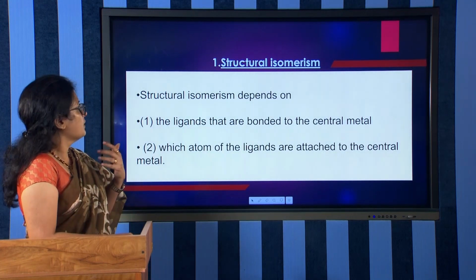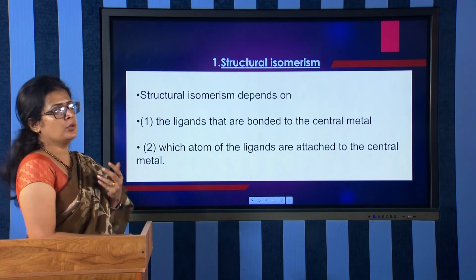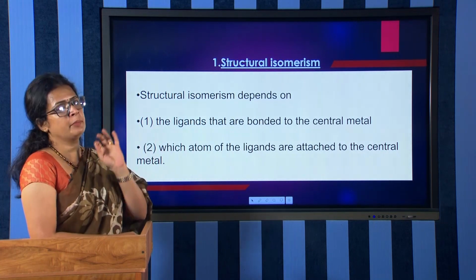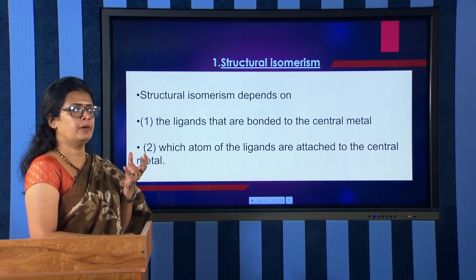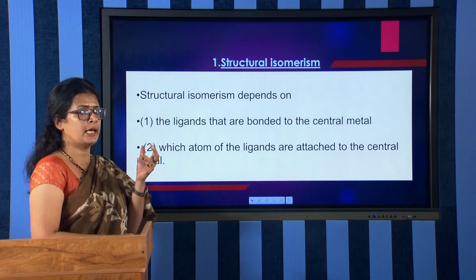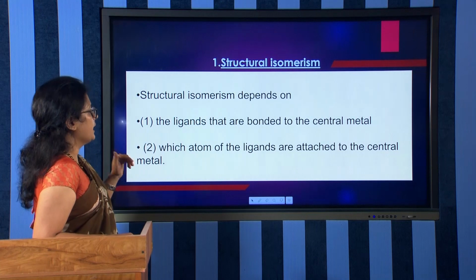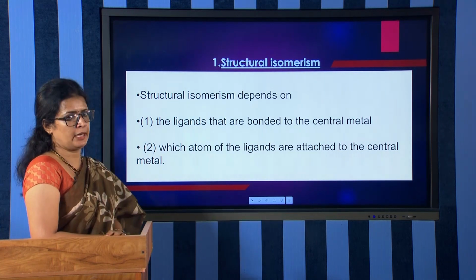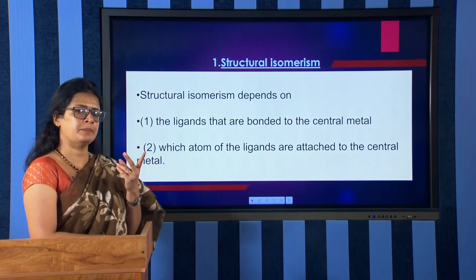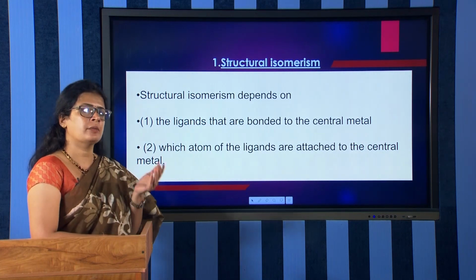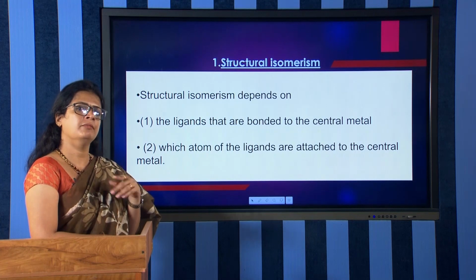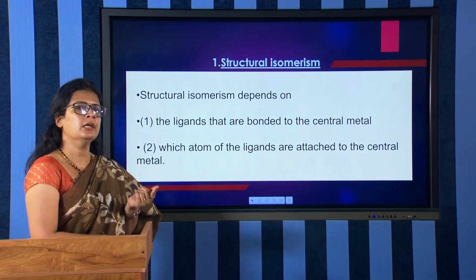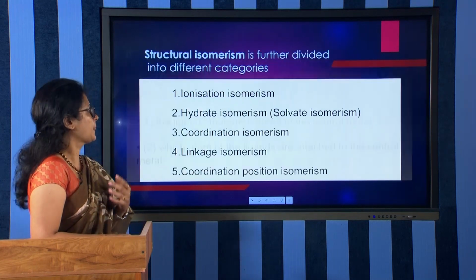Now, structural isomerism depends upon two things. Number one is the ligands that are bonded to the central metal atom or ion. Which type of ligand? What are the ligands attached to the central metal atom? And second is through which atom the ligands are being attached to the central metal atom. So, two things are to be kept in mind: the ligands which are bonded to the central metal atom, and within the ligands, which atom is bound to the central metal atom.